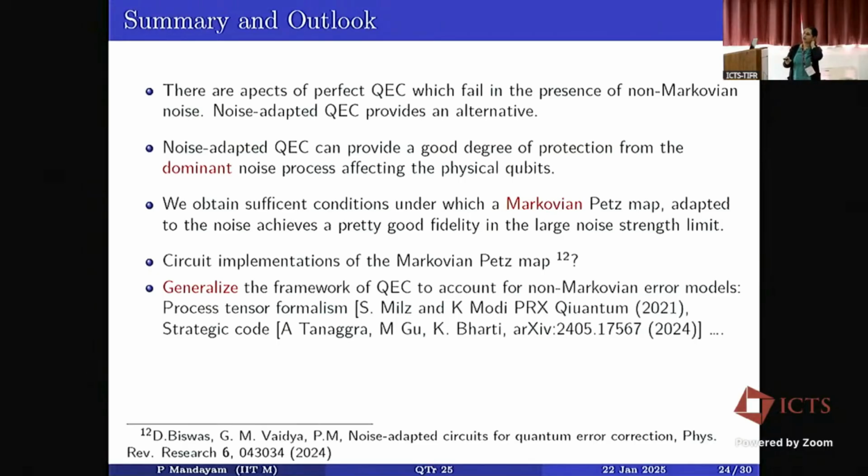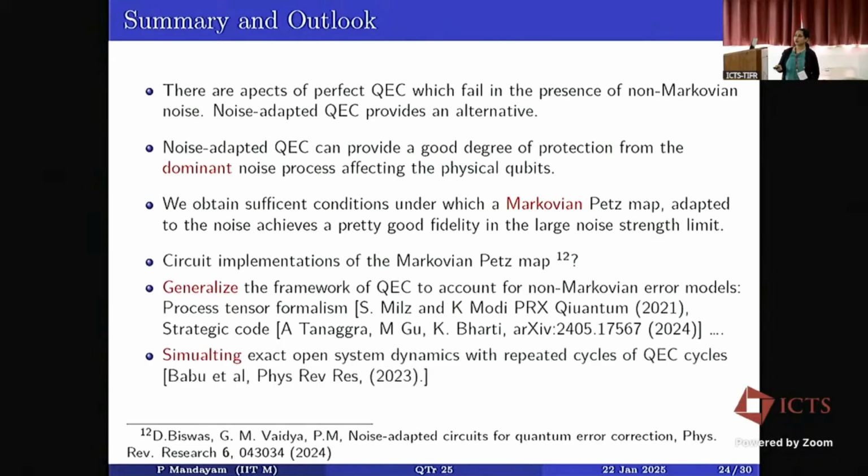one really generalize the framework of error correction to take into account general non-Markovianity? There seem to be some interesting ideas from the so-called process tensor formalism, which was recently introduced to talk about open system dynamics. There's also some recent work from Kishore Bhatti's group on what they call a strategic code, which extends the idea of space-time quantum error correcting codes to the non-Markovian regime.